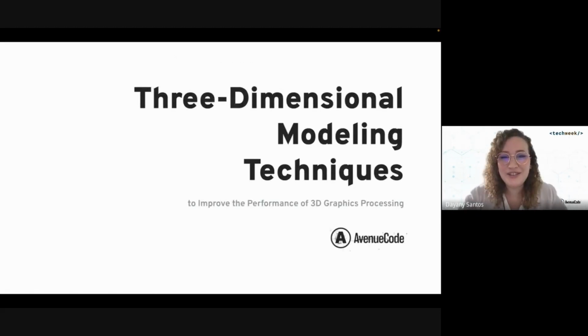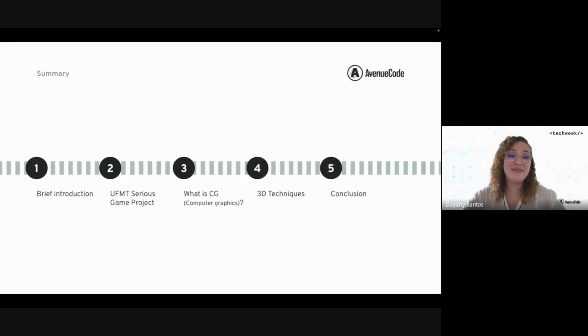So today we are going to talk about some three-dimensional modeling techniques. I'm going to do a quick briefing about myself and talk a little about the project that I worked on at my college, which brought me to these three-dimensional techniques that I will be talking about today. We'll see a little bit of what is computer graphics, and finally, we'll be speaking about the techniques and the conclusion of the research project.